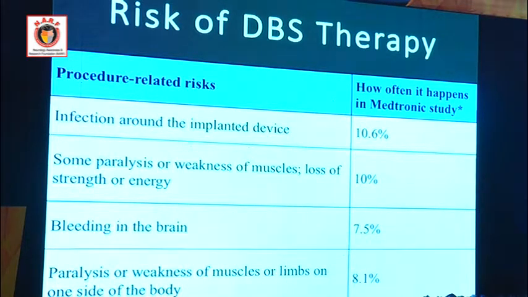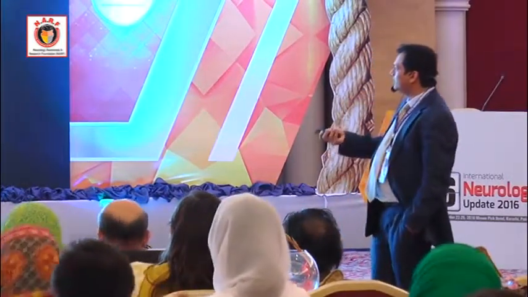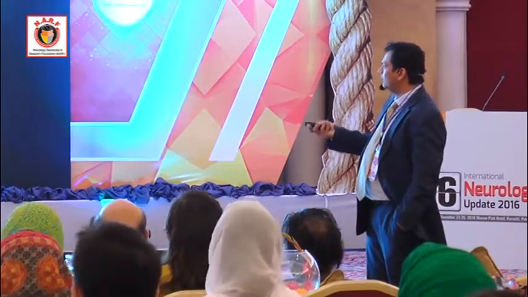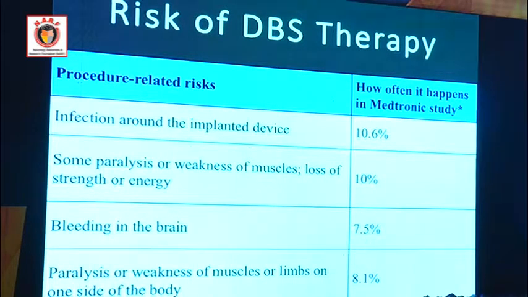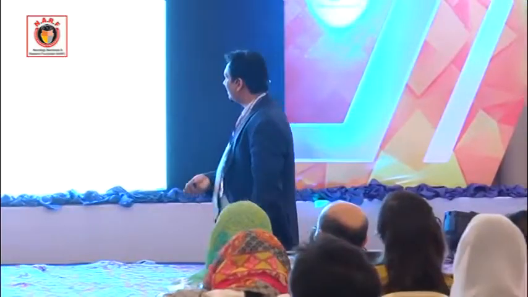So infection around the implanted device, we see about 2 to 4 infections a year out of those 100 patients that we do, which have that infection of the wire. We have to pull the wire out and just cancel the whole surgery. You can have some weakness or loss of strength or energy. You can have bleeding in the brain. We see about 1 bleeding a year or every other year. So out of 100 to 200 patients, we have 1 patient with some bleeding. Typically it's minor, but it can be bad enough to cause death or a major stroke. And you can have paralysis on the other side. You can have seizures. 2 to 4% of patients can have seizures from it. So there are risks of DBS therapy.